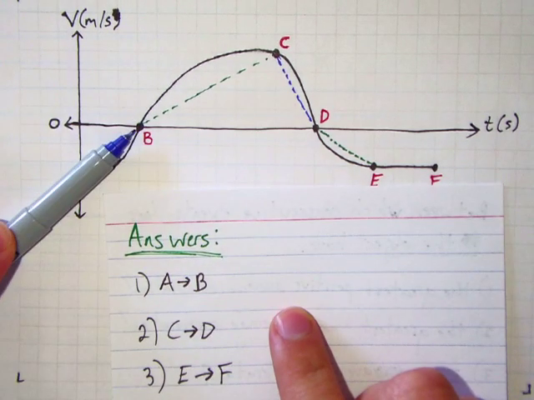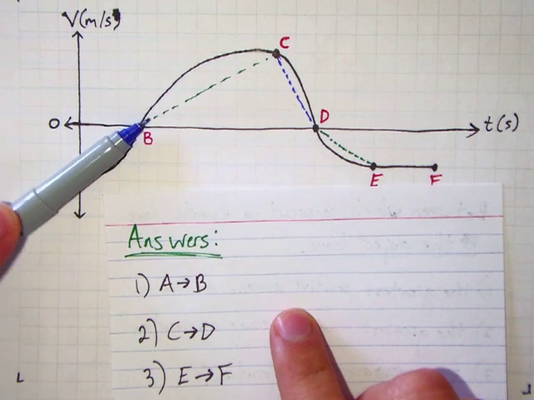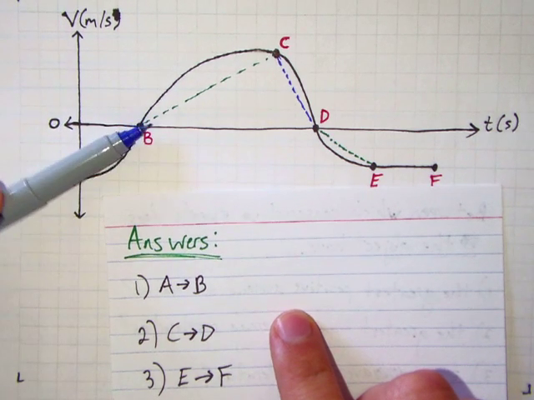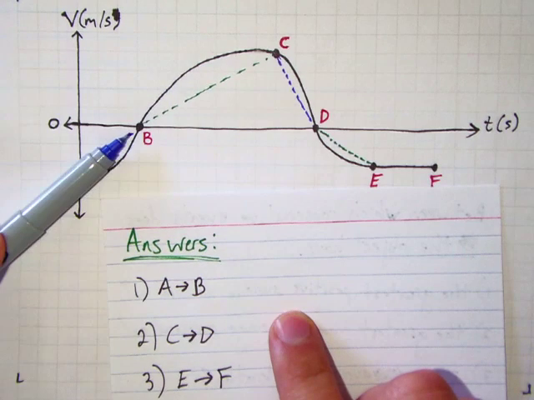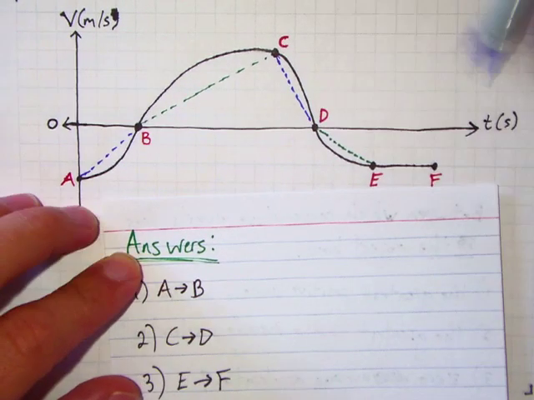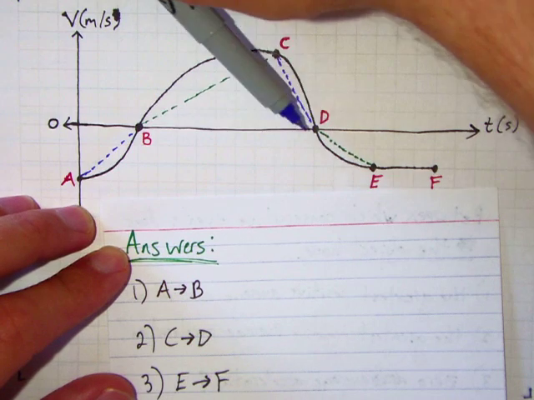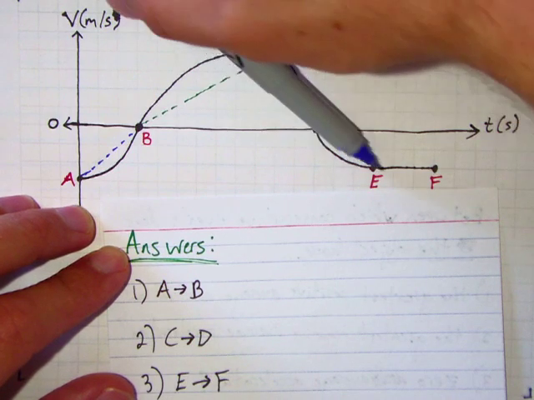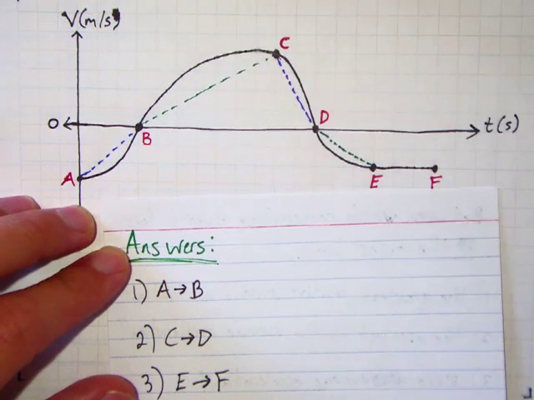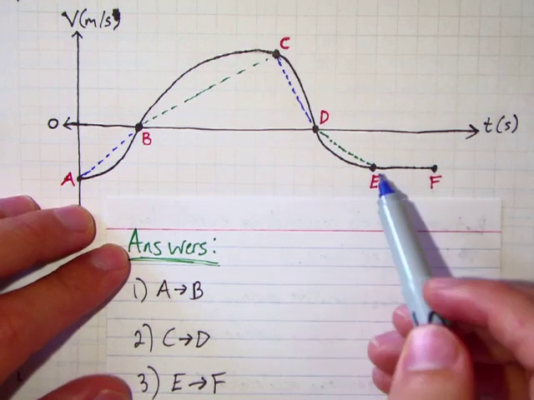That, we can tell, is a larger positive slope than that. This one we would have to tilt that way. We have to lessen that slope to match that one. So that's the largest positive slope right there. And then here's a negative slope, here's a negative slope, but C to D is steeper than D to E.